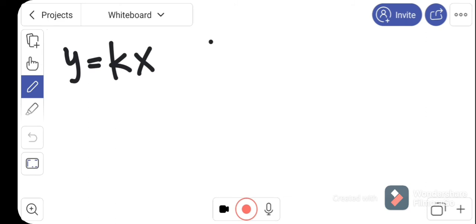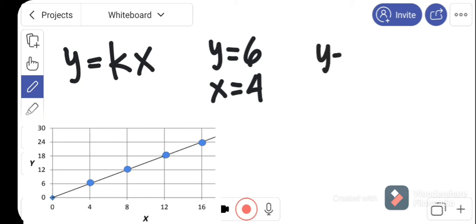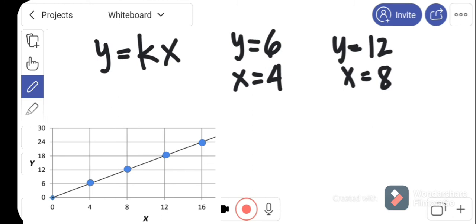Then we take some values of x and y. For example, we take y is equal to 6. If y is 6, what's its pair? x is equal to 4. Okay? And then we also have when y is 12, we have x is equal to 8. So let's just take these two pairs of values from the given points in this graph.